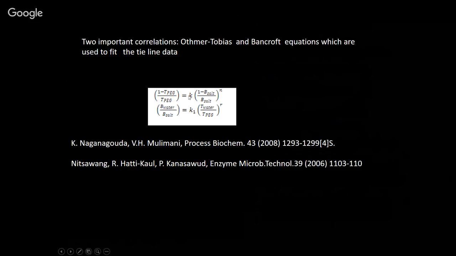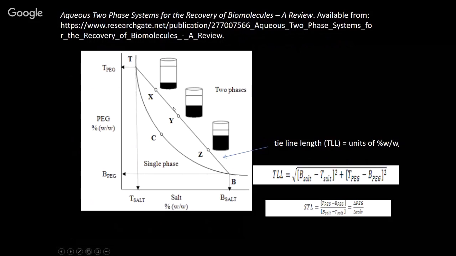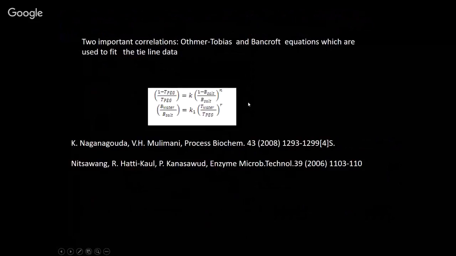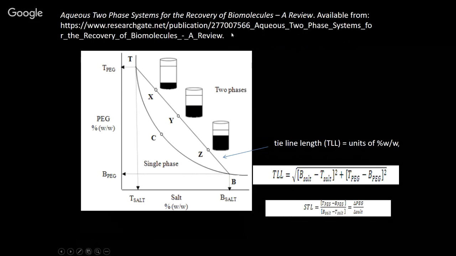So we can fit this using these types of relationships. We can calculate the K value, the N value, or K1 and L1. These references will give more details about other types of equations which are available for fitting these equilibrium relationships. And of course, like I said, this reference will give you more information on this particular aqueous two phase extraction system, and what the implications of the tie line and the slope of the tie line are.